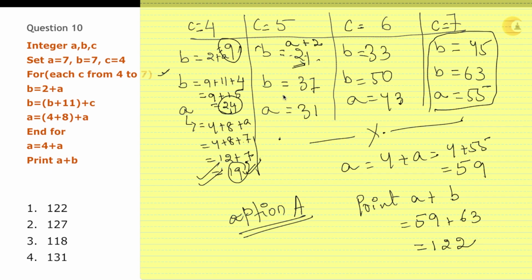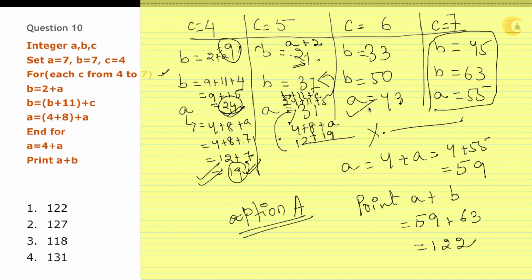What was the final value of B? The final value of B was 24, right? So 24, and what has to be done over here? B plus 11 plus C. So it has to be 24 plus 11 plus 5. So that is 37, right? What was the value of A? The value of A was 19. So it was 4 plus 8 plus A. So 12 plus 19, 31.